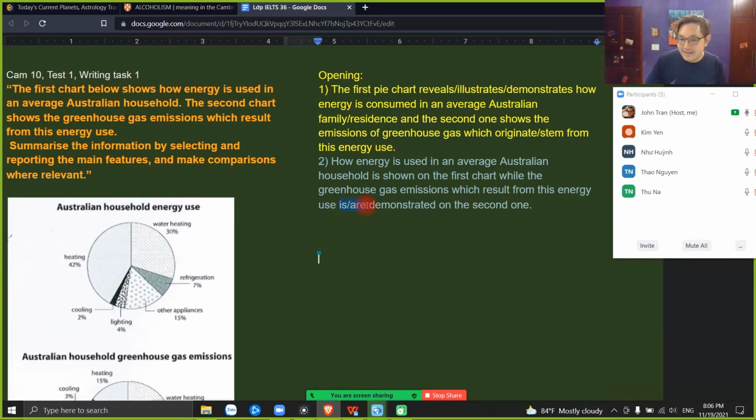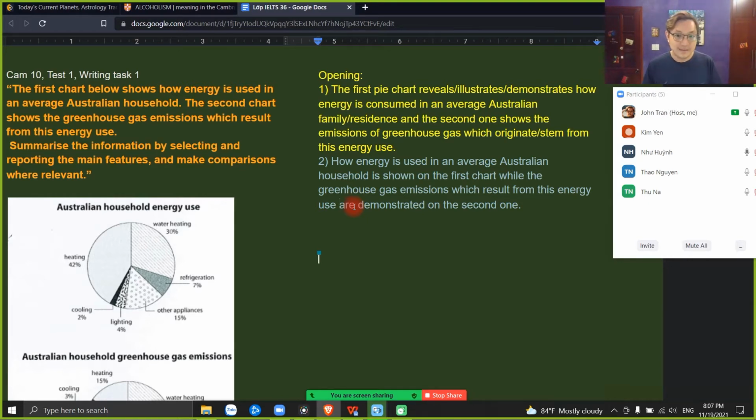Okay, so what is it? Is it is or are? Is or are, and why? Look at this one. What is the main thing here? Greenhouse gas emissions. The word emission here is the main thing, the most main thing of all. So because emission is the main thing over here and it's in plural form, so we use are.